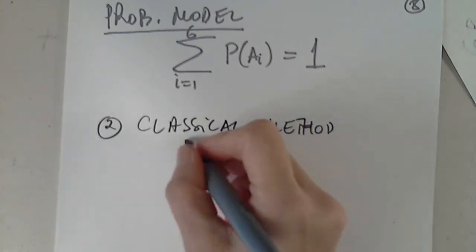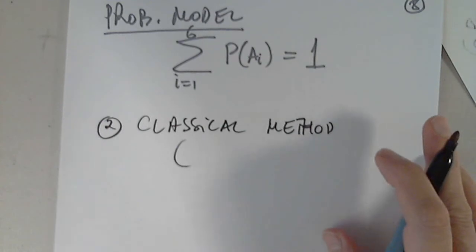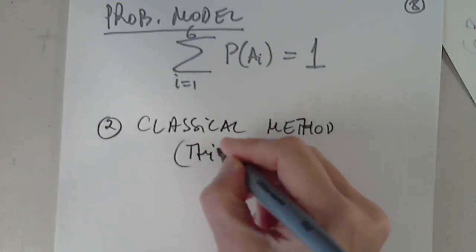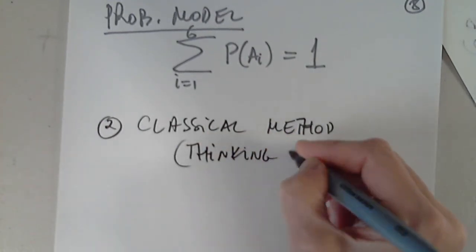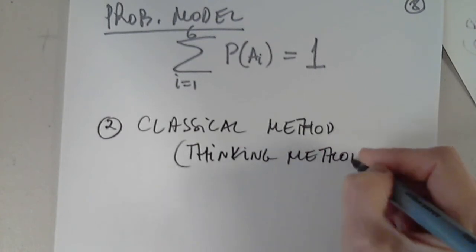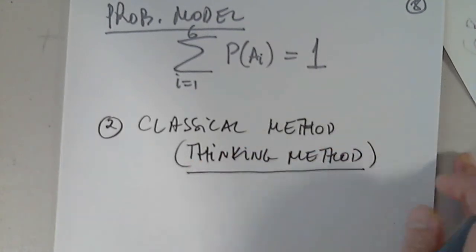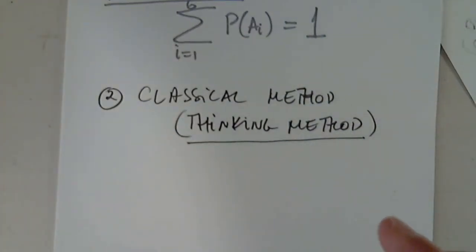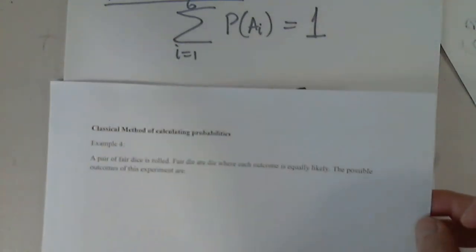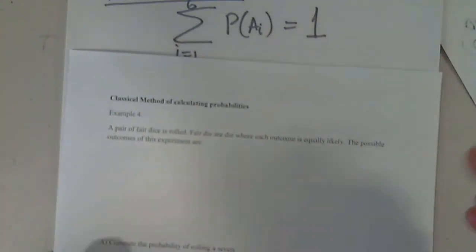So the classical method, we are not performing any experiment. We think. Thinking method. This is the thinking method. We are not performing an experiment. And here is an example about the thinking method.